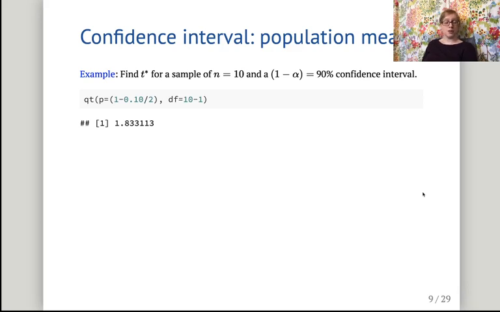So here's an example of how that qt command actually works. Let's say we have a sample of 10 observations and we'd like to find a 90% confidence interval. This qt function has two inputs. It's got a probability and a degrees of freedom. So we'll start with the degrees of freedom first. This is just the sample size minus 1. So if we have a sample of 10, we'll input 10 minus 1 or 9.